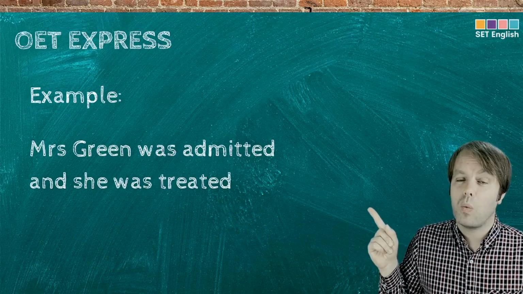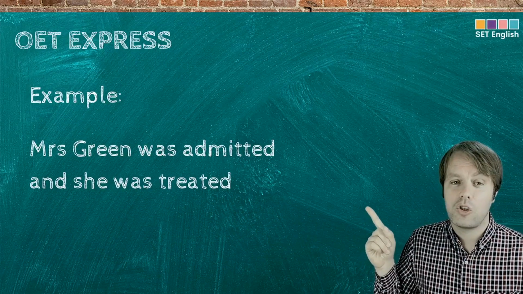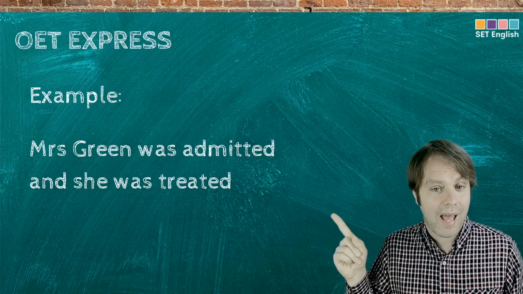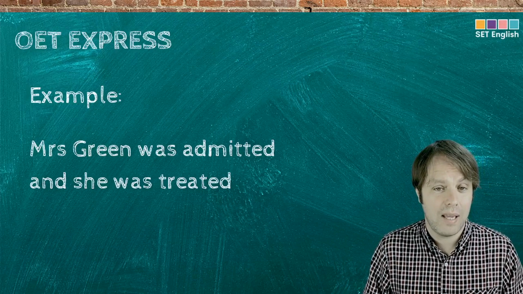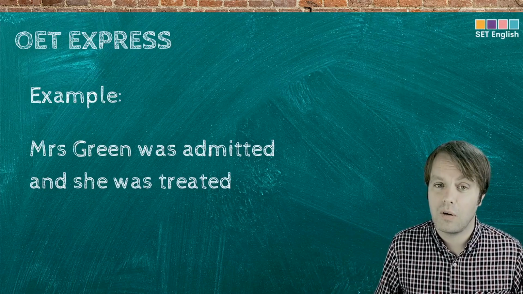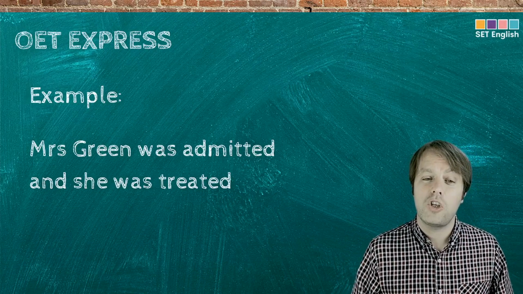Mrs. Green was admitted and she was treated. Is that correct? Well, we're talking about "and" here. This is correct. No problems with this sentence: Mrs. Green was admitted and she was treated. Simple. But what if I change this now?